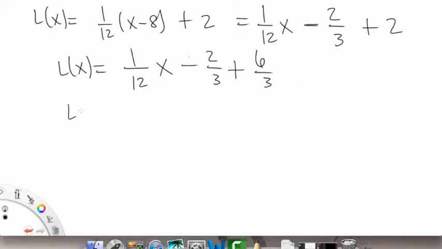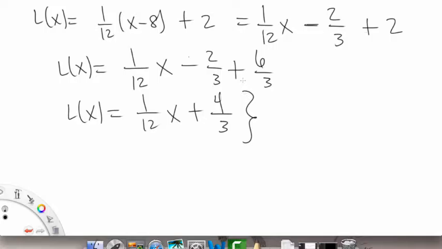So that'll be L of x is equal to 1 over 12x plus 4 over 3. Okay? So now, what do we do with this? Great, we have a linear approximation, but what are we supposed to do? We're going to approximate or estimate our value of 9 to the 1/3 minus 2.